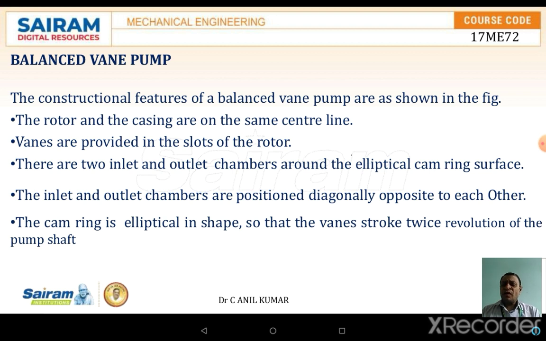The vane pumps are provided with slots on the rotor. There are two inlets as well as two outlet chambers around the elliptical cam ring surface. The inlet and the outlet chambers are positioned diagonally opposite to each other. The cam ring is elliptical in shape so that the vane stroke is twice the revolution of the pump shaft.